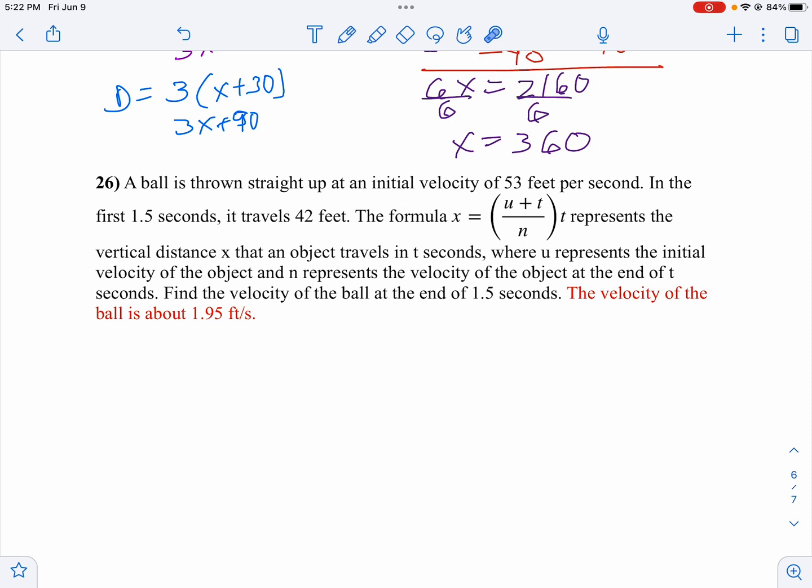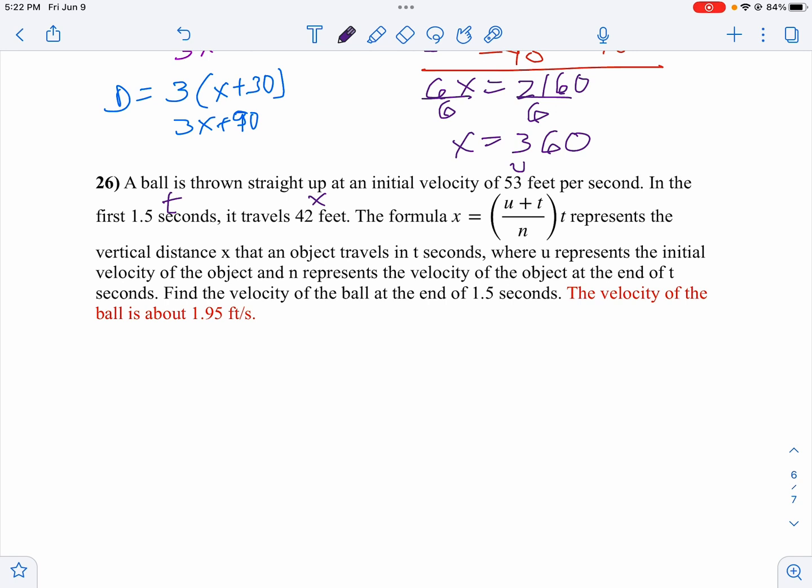The formula x equals u plus t over n times t represents the vertical distance the object travels. So x is going to be 42 then, isn't it? In t seconds, so t is going to be 1.5. U represents the initial velocity, so u is 53. Okay, find the velocity. I want to find the velocity. Well, the final velocity must be n then, right? So we're going to substitute everything we know in.